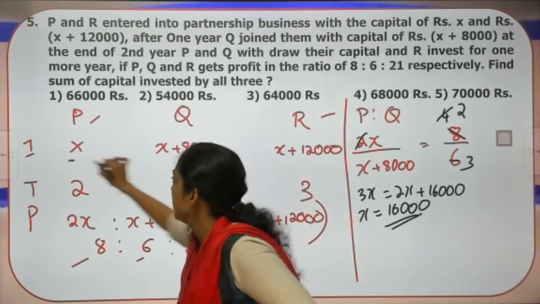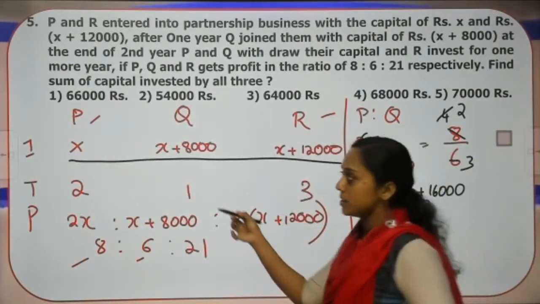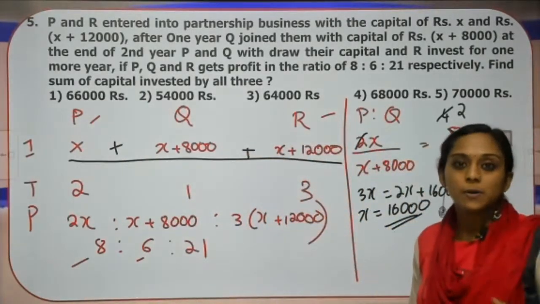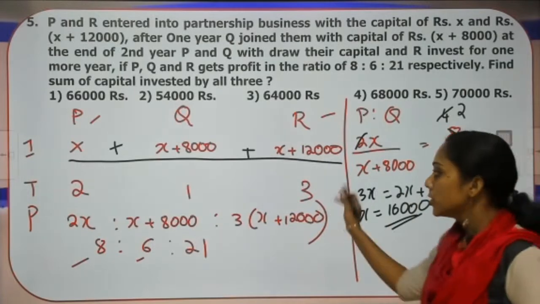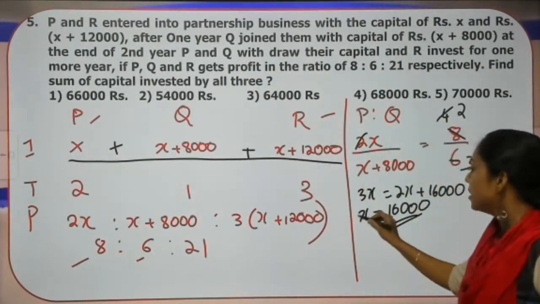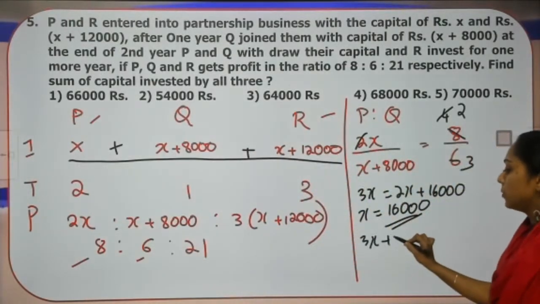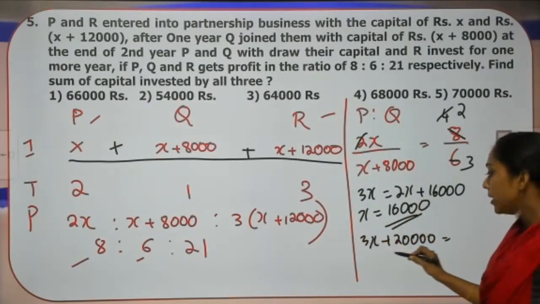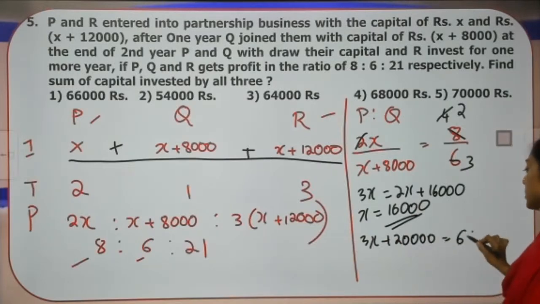So this was their investment. I have to find the sum of this investment. So that is 3x plus 20,000. That is the sum of the investments of all the 3 partners. So that is 3x plus 20,000. So that will be 3x is 48,000 plus 20,000. That will be 68,000. So our answer is 68,000.